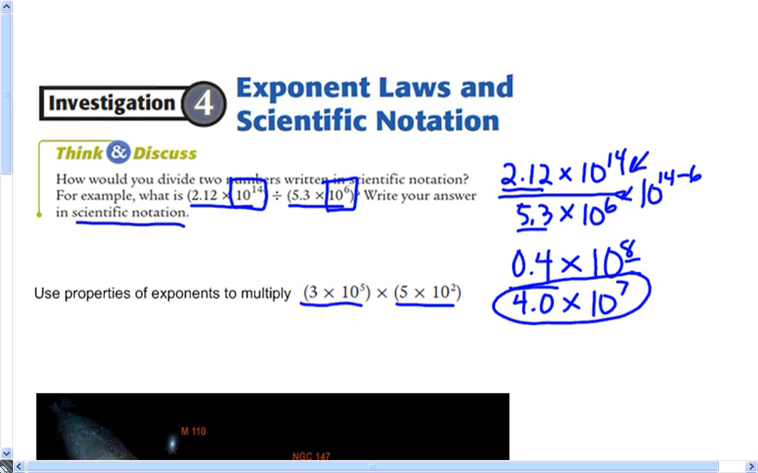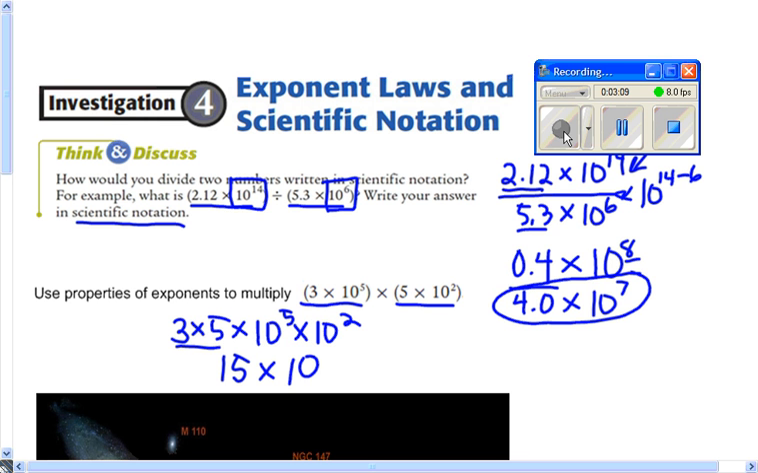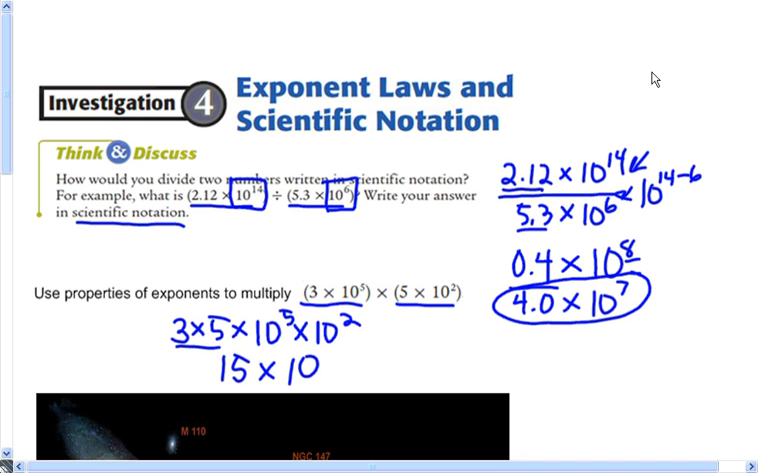To do that, I'm really going to rearrange these. When you're multiplying more than one factor together, the order of the factors doesn't matter. Multiplication is commutative and associative, so we can rearrange it any way we want. And here's the way I want to rearrange it to make this multiplication easier. Now I just have to multiply 3 times 5, which is 15. And then 10 to the 5th times 10 to the 2nd, since they both have a base of 10, we know that we can just add the exponents together. So we get 15 times 10 to the 7th.